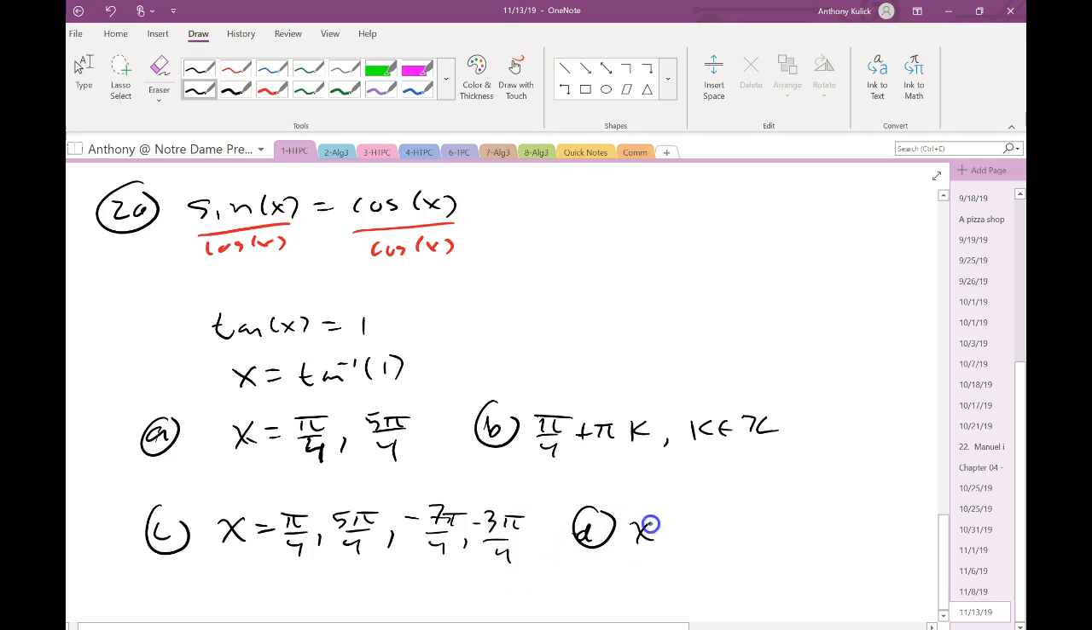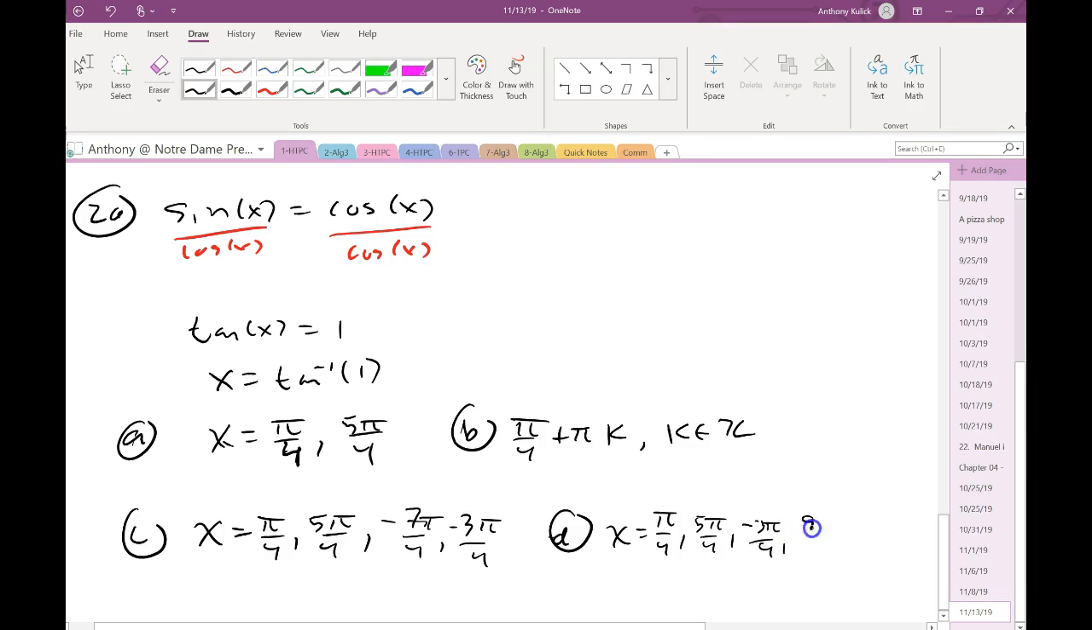And then for part D, I'm going to have my answers from part A. I'm going to have my answers from part B that are greater than negative pi. Well, there's only one of those. It's just the negative 3 pi over 4. And then I need my stuff that's between 2 pi and 4 pi. So I can just add 2 pi to the first two answers. And there's that.